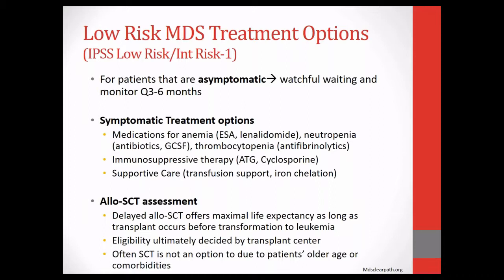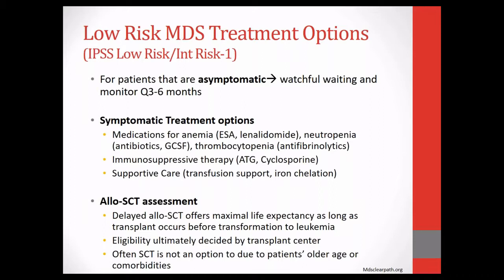And if there are any changes in therapy that are required, then we would perform a bone marrow biopsy. For symptomatic treatment options, these would include medications for anemia such as ESA, lenalidomide. For neutropenia, it would include antibiotics or GCSF to boost their neutrophil count, and for thrombocytopenia, this would include antifibrinolytics.